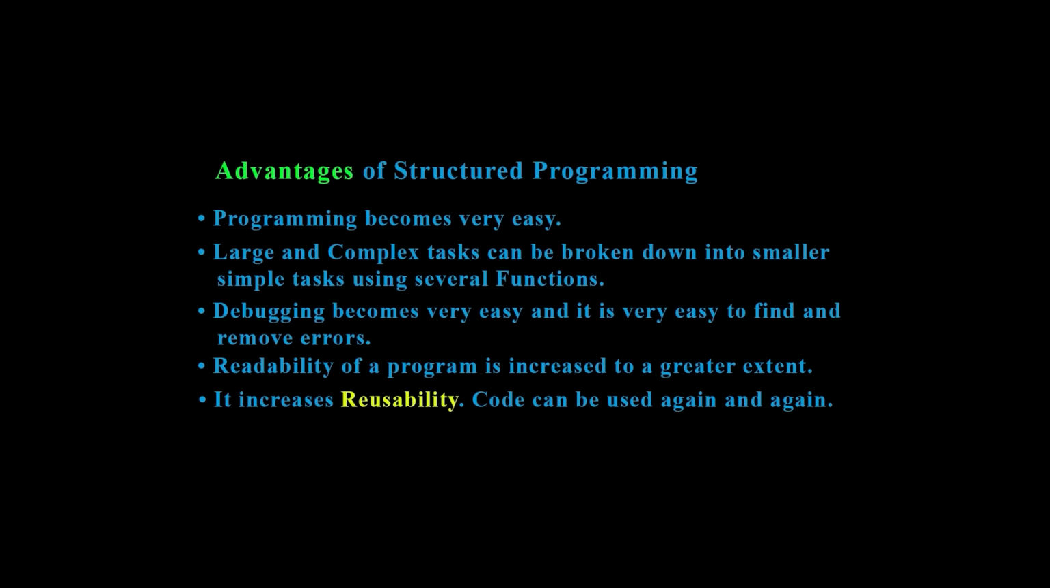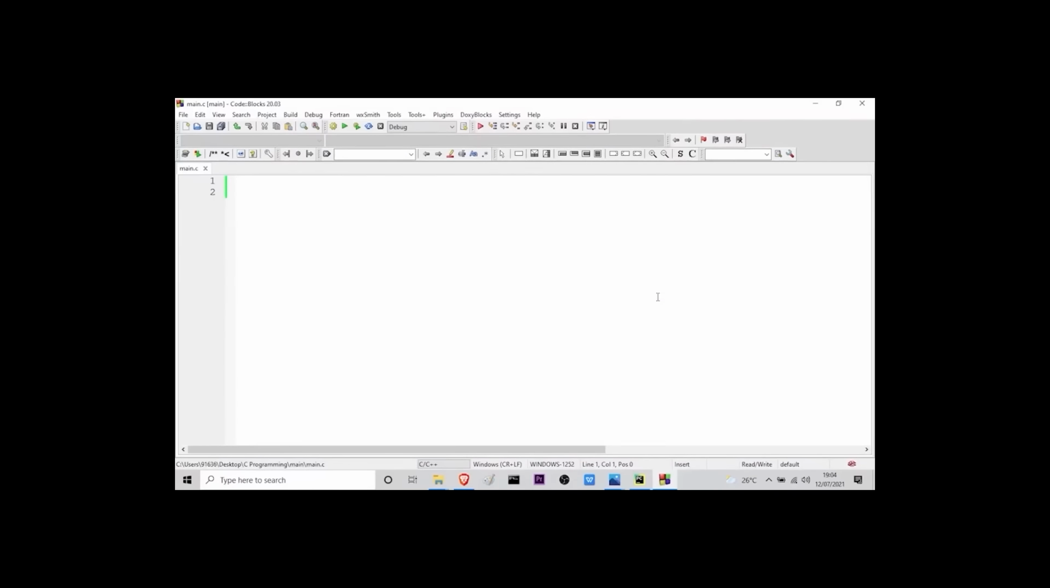Now that you know the advantages of using user-defined functions and also the disadvantages of using unstructured programming, let us move on to our editor so that I can show you two examples where we will use unstructured programming as well as structured programming with the help of user-defined functions. So let's quickly move on to our editor. Here you can see I am inside my editor, and let's start with an example of unstructured programming.